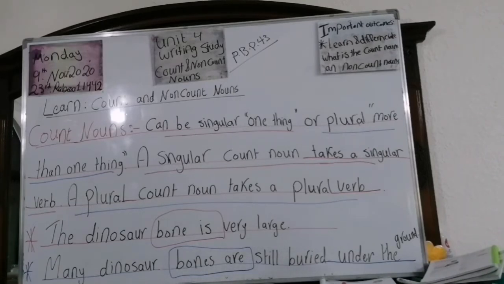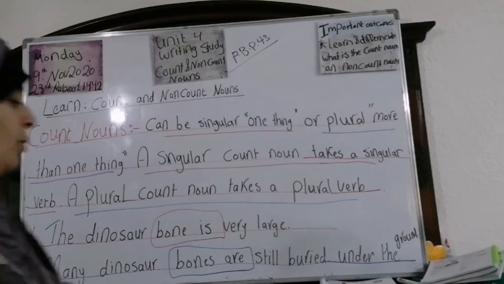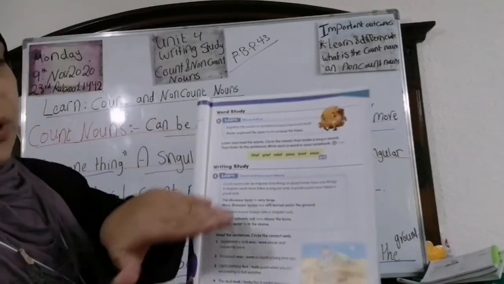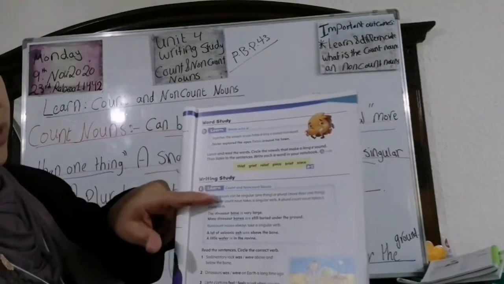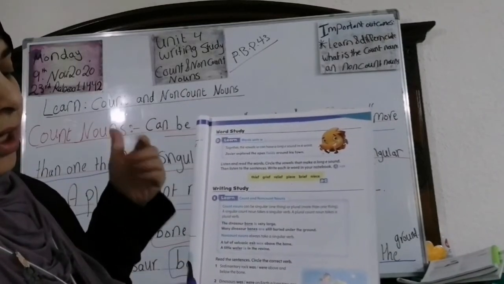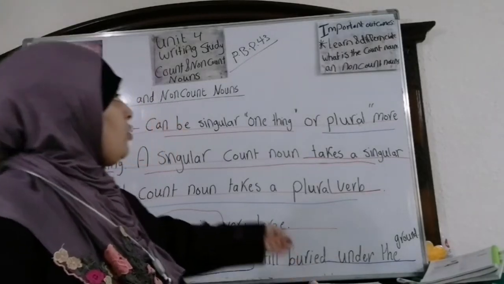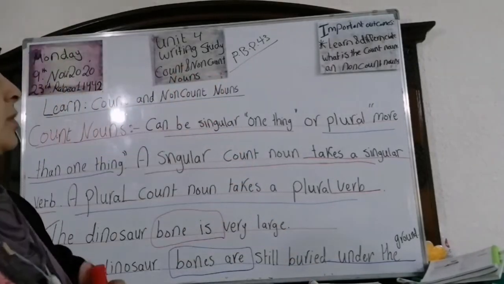Today we are going to work on Unit 4 writing study, count and non-count nouns. We're going to bring your books, page 43. We're going to work on this part, inshallah. I wrote the first part on the board, and then when I finish, we're going to write the rest. Now, today we are going to accomplish these important outcomes.